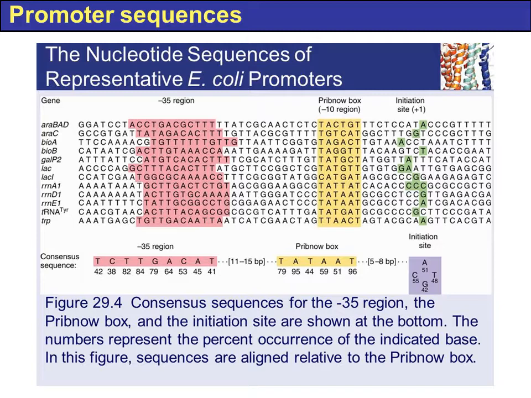These are different nucleotide sequences that have been sequenced from Escherichia coli. These are all promoter sequences. You can see the two consensus sequences. Note that the yellow highlighted sequences are the TATA boxes. They're typically about 10 nucleotides upstream from the initiation site, which is typically an A.